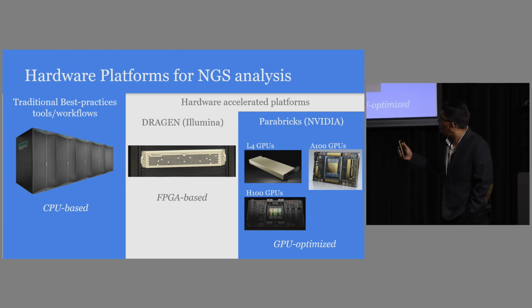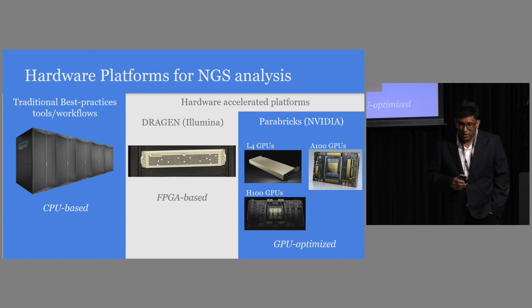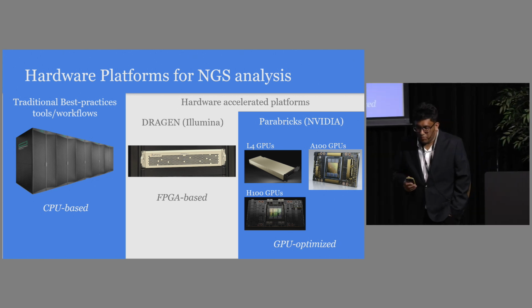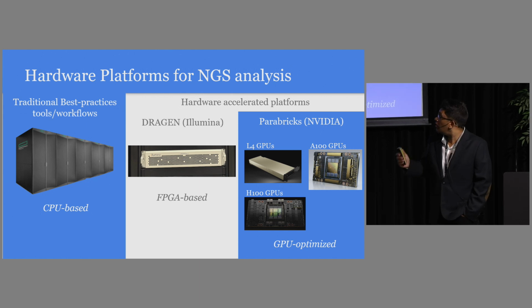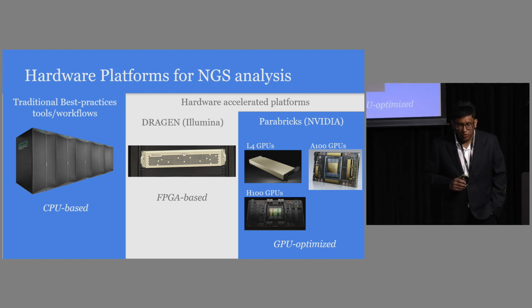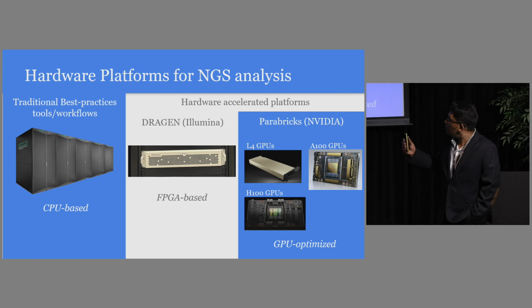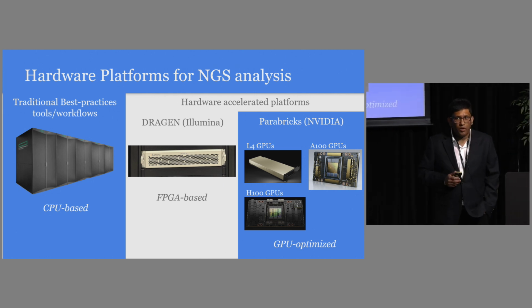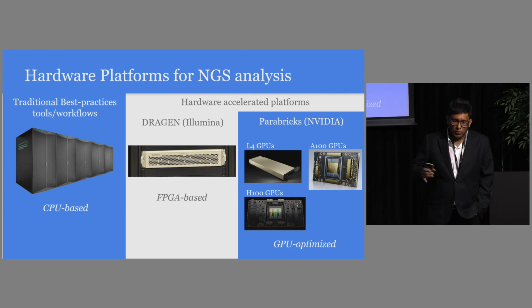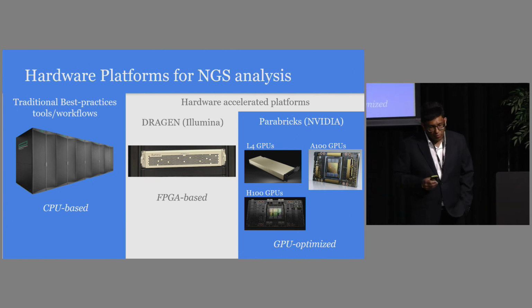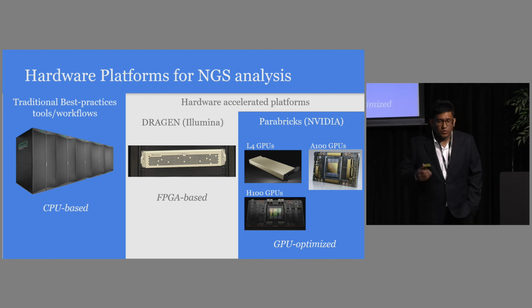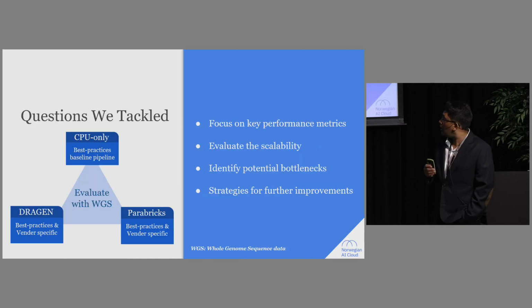DRAGEN from Illumina, and Parabricks from NVIDIA, optimized for GPU, are two such accelerated platforms. What is the difference between CPUs and these hardware accelerators? CPUs allow us to run 150 or 200 processes in parallel, but the hardware accelerators allow us to run thousands or tens of thousands of processes in parallel. That is the competitive edge we get with the accelerated hardware platforms.